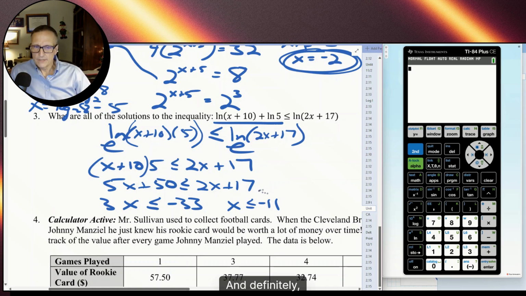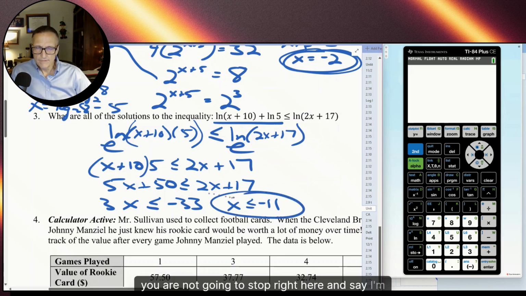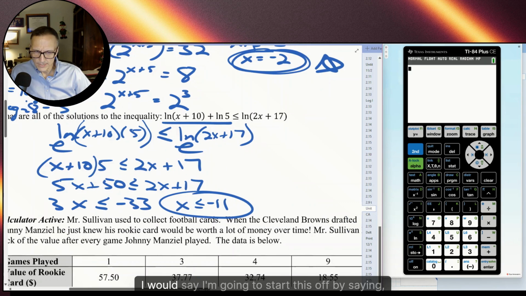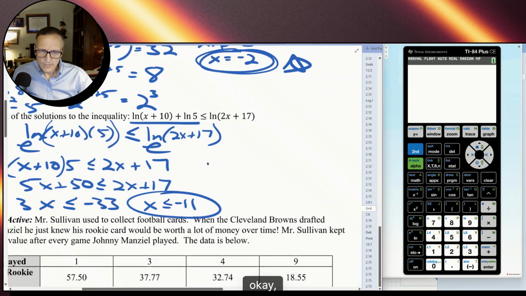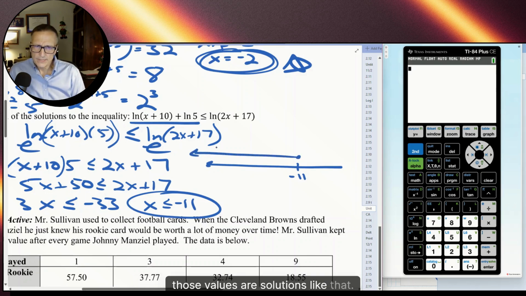And definitely, if you encounter a problem like this on your test, that's a log inequality, you are not going to stop right here and say, I'm done, I solved the problem. It's more complicated than that. What we have to understand is that it is possible for some of these values that I'm saying are solutions here are probably not solutions. So what I would do is this. I would say, okay, on a number line, x is less than or equal to -11 means that I am saying that all of those values are solutions, like that.